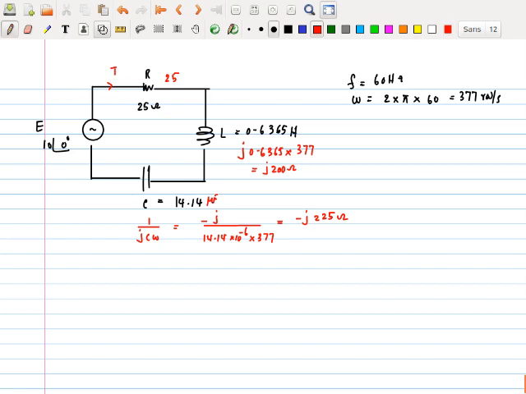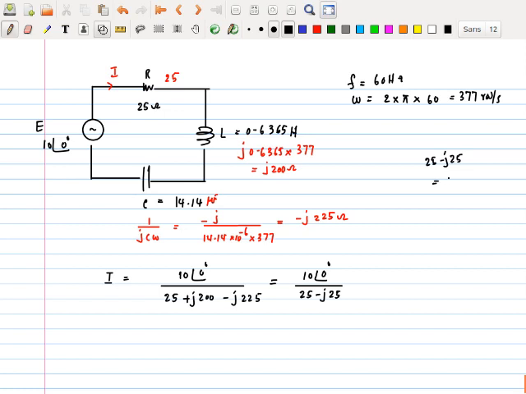So if I use this particular current to be capital I, I can immediately apply the Kirchhoff law to say that this is equal to 10 at angle 0, E over all these R, which is equal to 25 plus J200 minus J225, and that will be equal to 10 with an angle of 0 over 25 minus J of 25. 25 minus J of 25, I have basically worked it out to be 35.4 with an angle of minus 45.